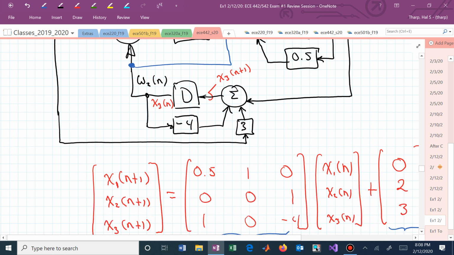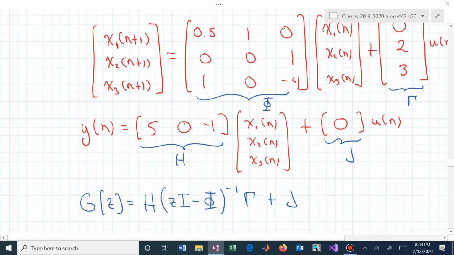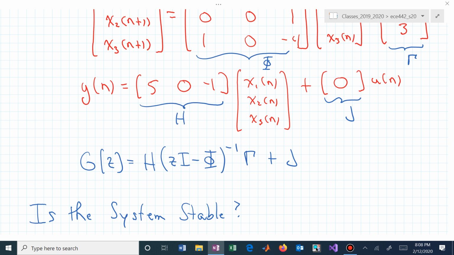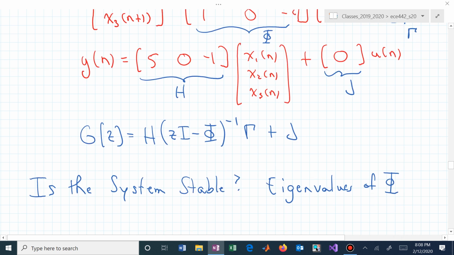Is the system stable? How would you determine? You would look for the eigenvalues of phi. I'm not going to do that here because it's third order. And you would want those to have a magnitude less than 1.